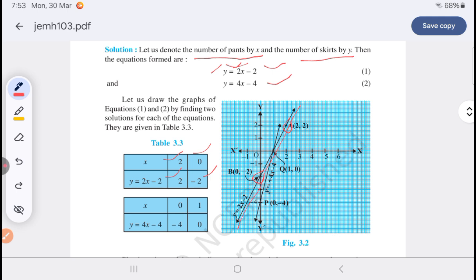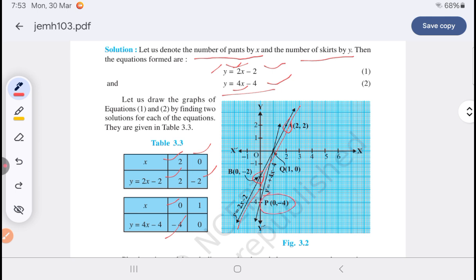Then from the second equation you got x equal to this and y equal to this. So put the value of x in the equation here. So you'll get minus 4 as the y value. Let us plot this, 0 comma minus 4. So this point.